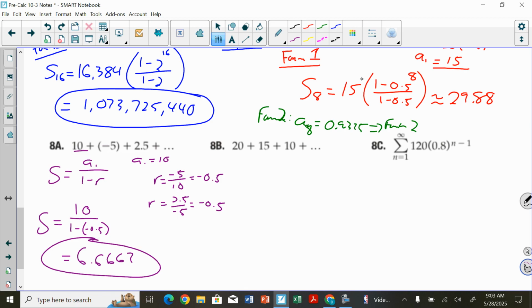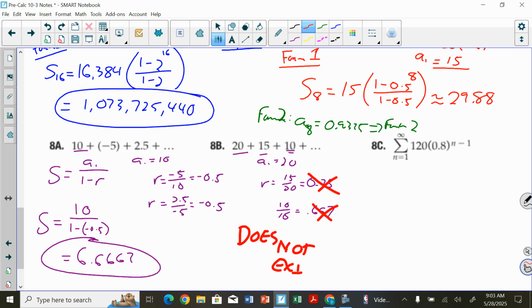Okay. All right, next, 8b. So same idea. A1 here is 20. Okay, let's look at my r value. If I go 15 divided by 20, I get 0.75. How about 10 divided by 15? I get 0.667. Uh-oh, that's why we test those, right? Because now I can see those are not the same. So I don't have an r value, meaning this sequence is not geometric. So this sum does not exist. Can't find the sum because it's not a geometric sequence because your r value does not match up. There you go. That's why you test multiple.